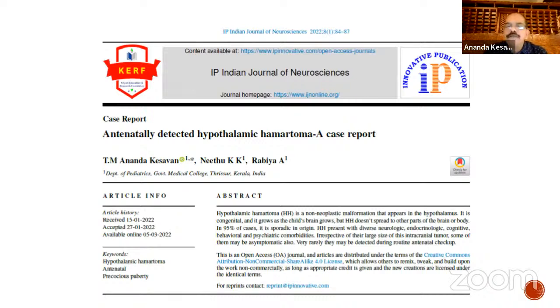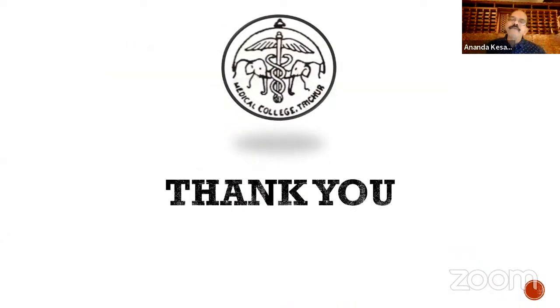So, thank you, Dr. Neethu, for the excellent presentation. Here the thing is that in any case of precocious puberty or gelastic seizures, you ought to look for a hypothalamic hamartoma. We are seeing so many cases of precocious puberty and gelastic seizures due to this. But here it is an antenatally detected tumor that we are following up, and such a large mass without causing much neurological problem. So now I invite opinions from the audience.